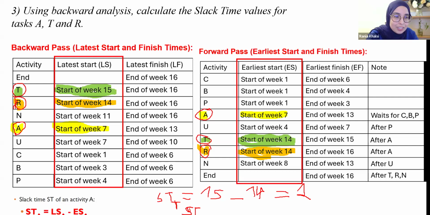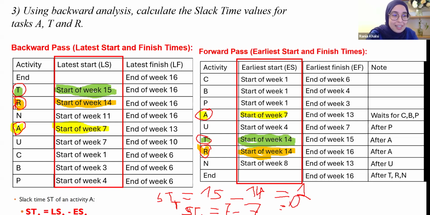Next, the slack time for activity A. The difference for A, which is in yellow, is 7 minus 7, which is 0. So here you have 7 minus 7, and you have 0.